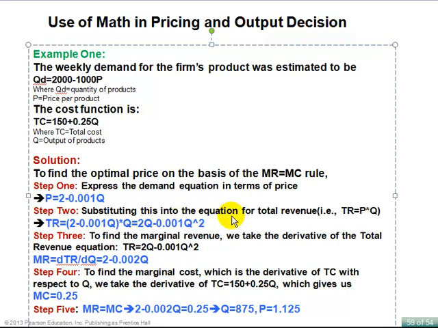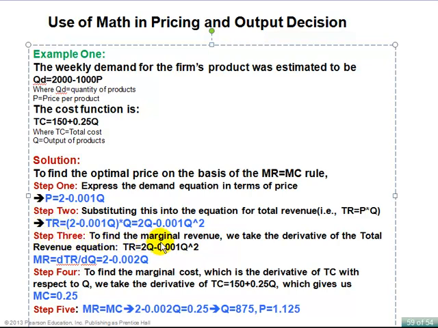Step 2. Substituting this into the equation for total revenue. We need to find out total revenue. Why do we need total revenue? Because we use total revenue to calculate the marginal revenue. Marginal revenue is the derivative of the TR, the total revenue. So total revenue is price times quantity. Now price is 2 minus 0.001 Q, so 2 minus 0.001 Q times Q, quantity. We get 2Q minus 0.001 Q square. So this is the equation for the total revenue.